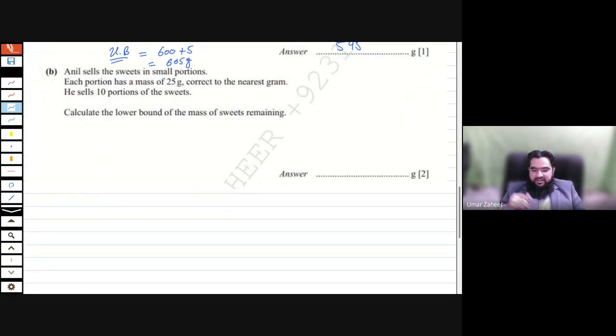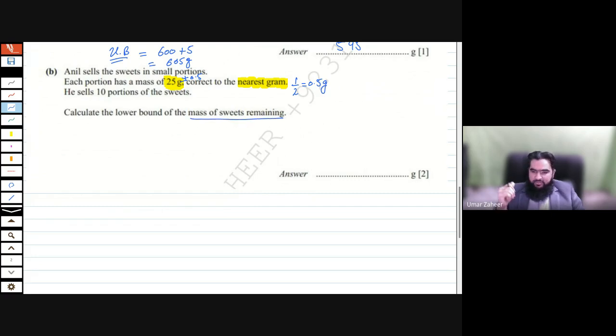In the next question, he says that Anil sells the sweets in small portions. Each portion has a mass of 25 grams, nearest to 1 gram. So 1 divided by 2, you will get 0.5 grams. Means the error can be plus minus 0.5. Means in this one, you have 0.5 more, or it can be 0.5 lesser in 25 grams. He says 10% of the sweets, calculate the lower bound of the mass of the sweets that is going to be remaining.